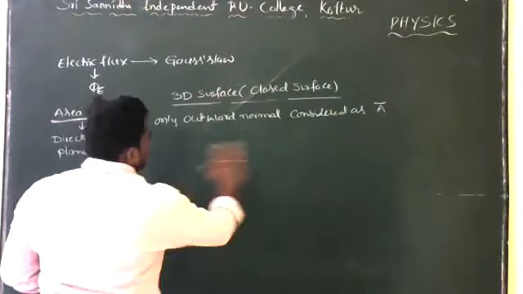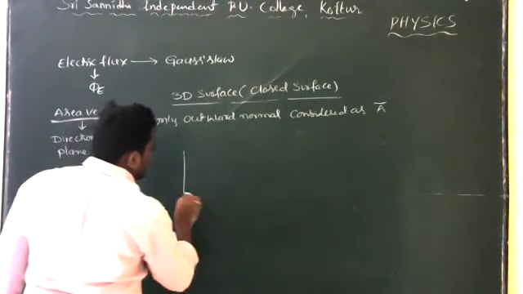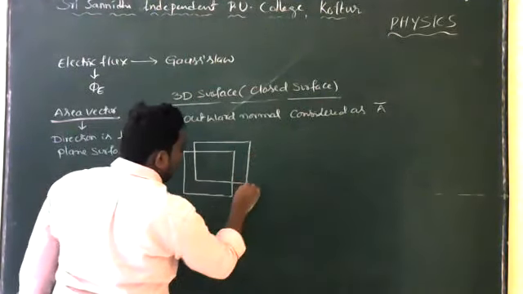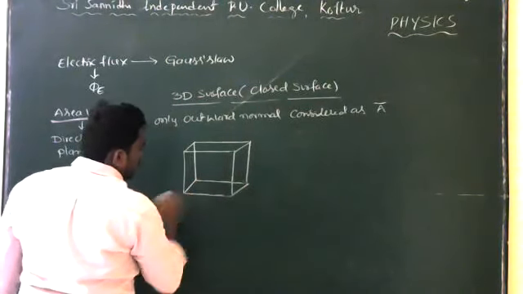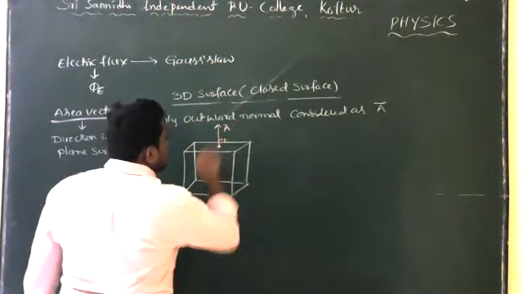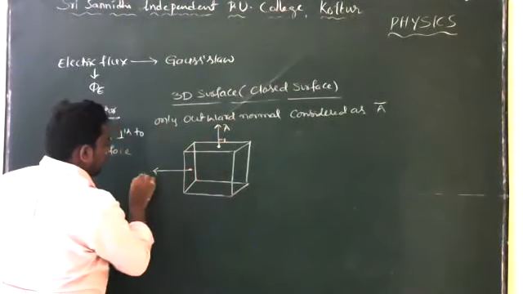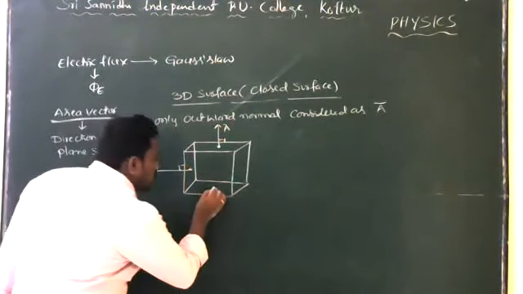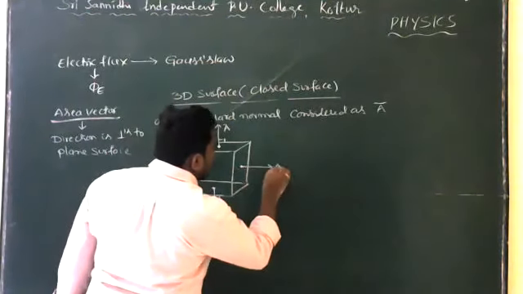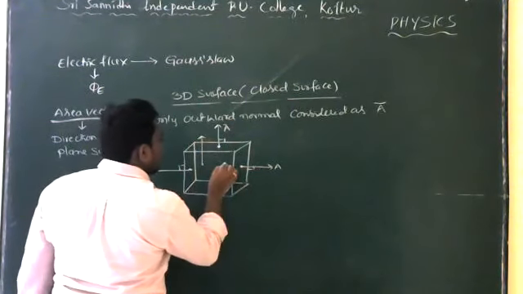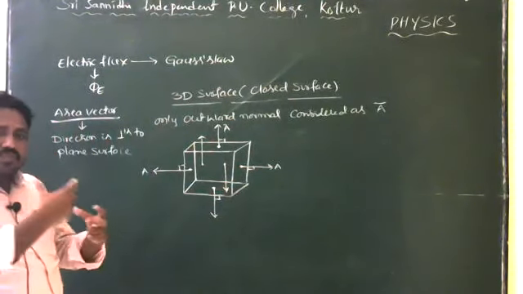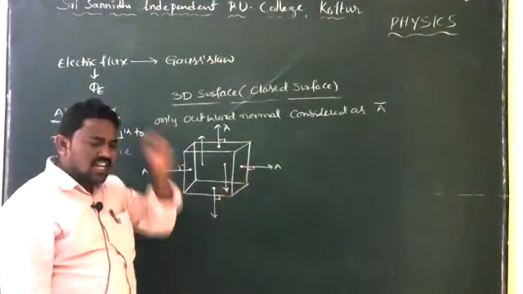For example, if you take a cube, this is three-dimensional. A cube is a three-dimensional body, and a three-dimensional body is nothing but a closed surface. On each surface the area vector is along the outward normal, at 90 degrees to the surface. One is in this direction, the other in this direction. So this is the cube, and on all the surfaces of the cube only the outward normal is considered as the area vector.